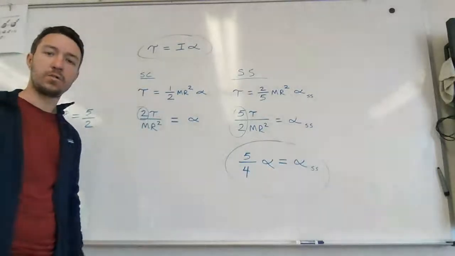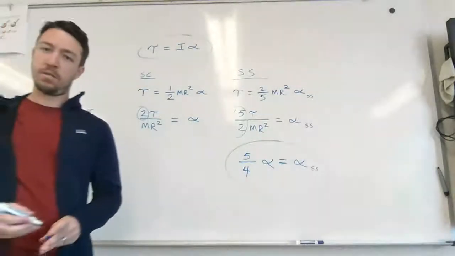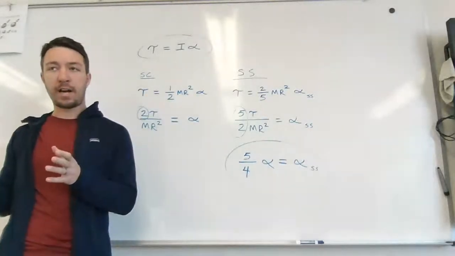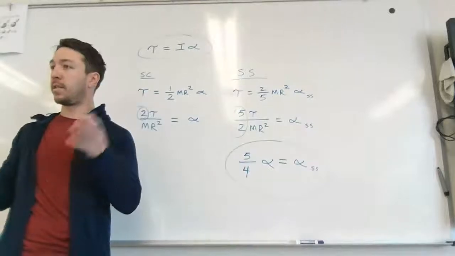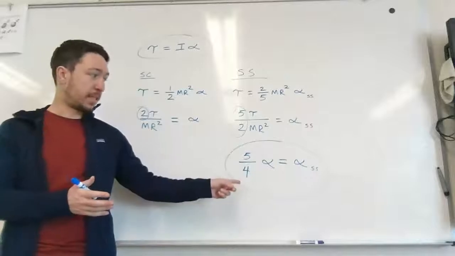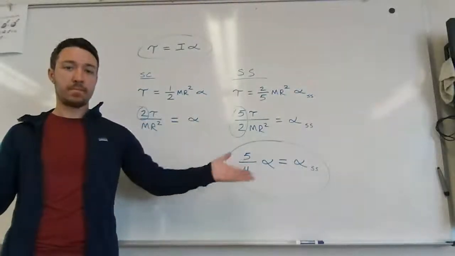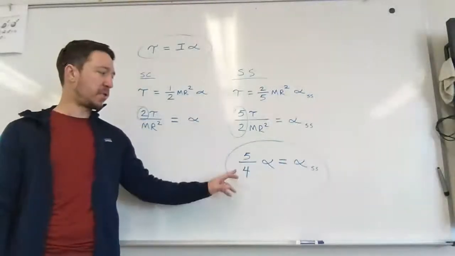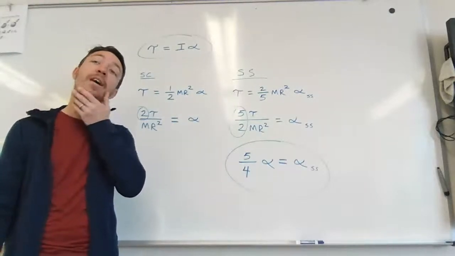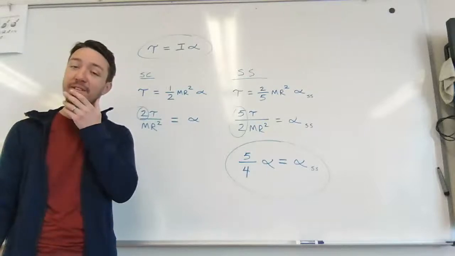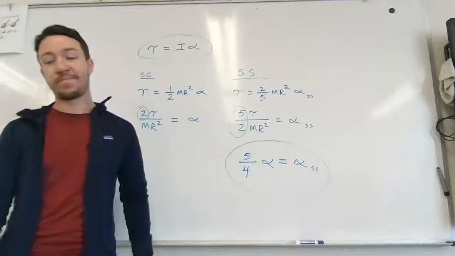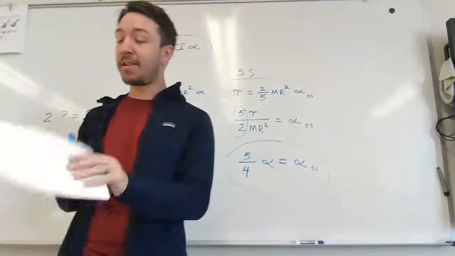Does that agree with our common sense that the solid sphere ought to have a bigger alpha than the solid cylinder? Does it say that? Yes? How much bigger? 5/4 times bigger. 25% larger? Yeah. So I guess you only have one left to do on your own there.